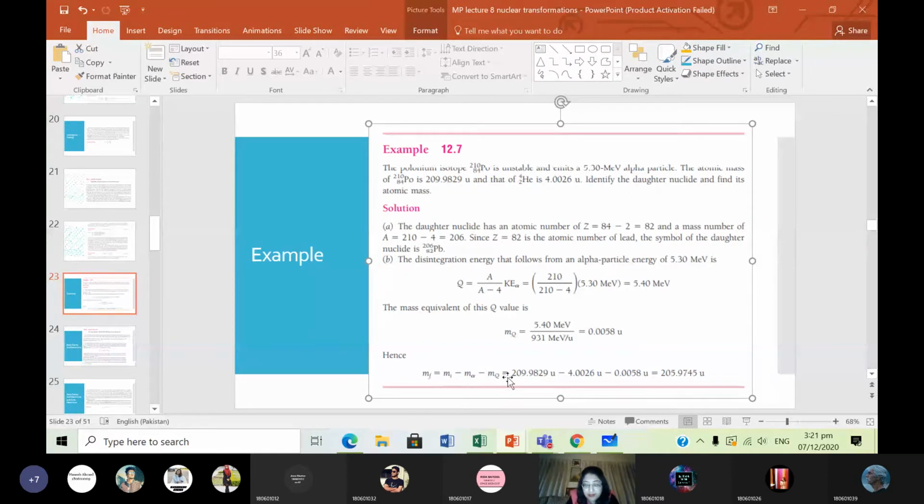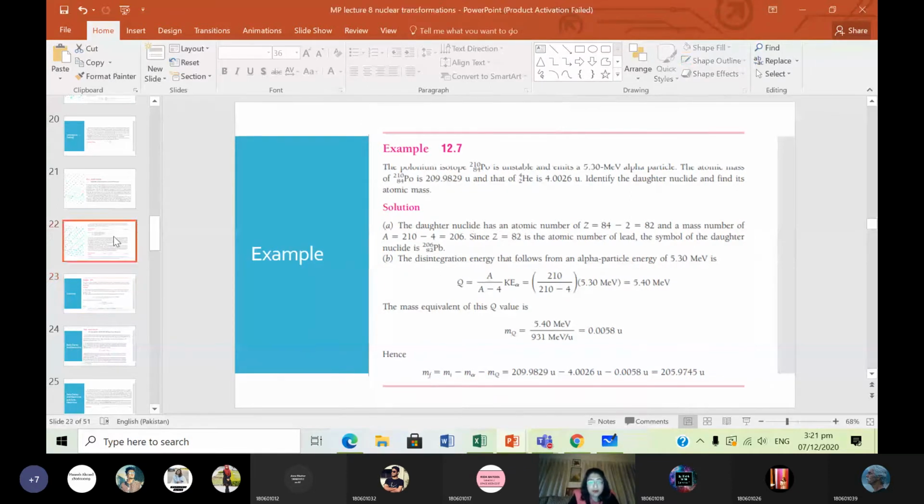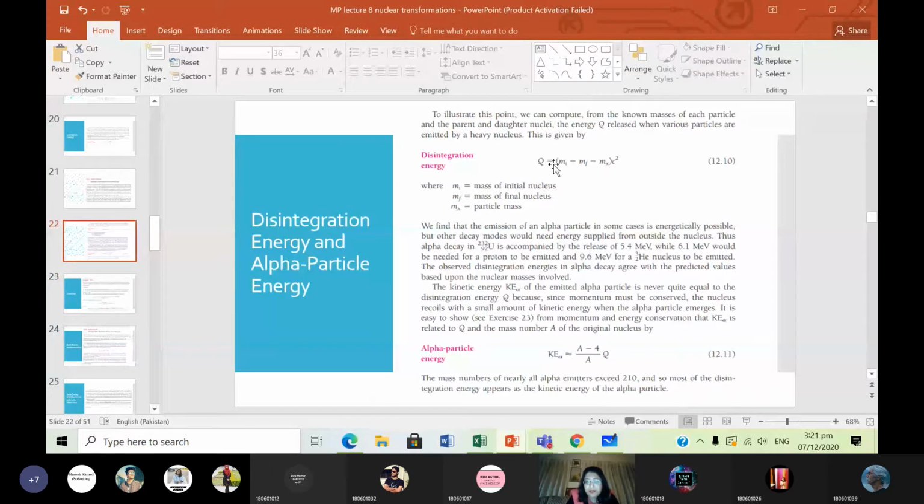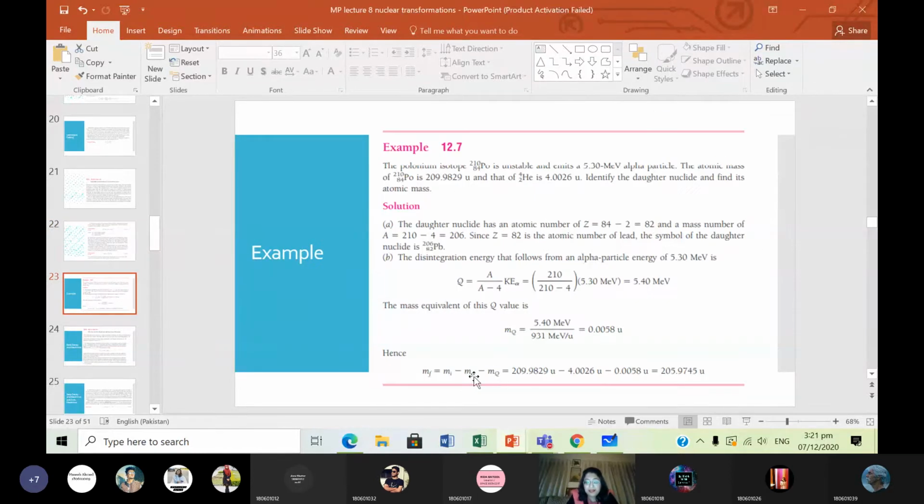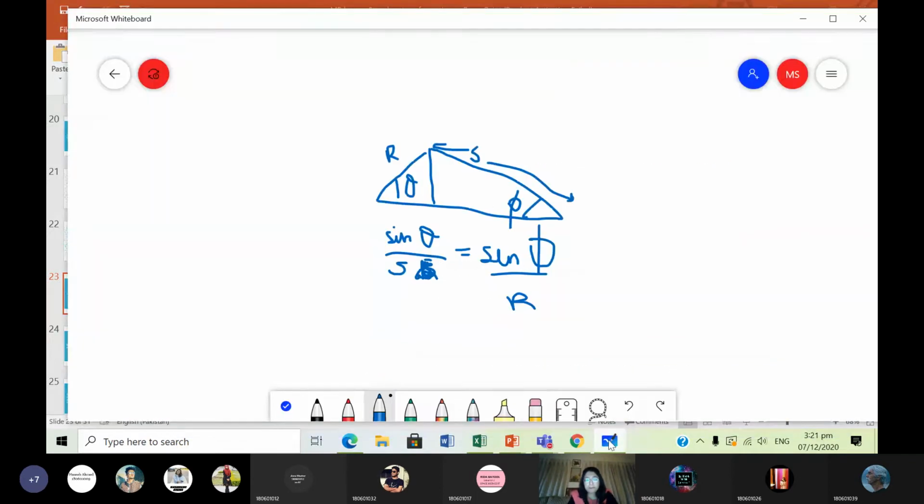So the mass equivalent of this, MQ, is equal to MI minus MF minus MX. Here X is the alpha particle. So we know that MQ is the mass equivalent, the mass difference, which is equivalent to this energy difference.